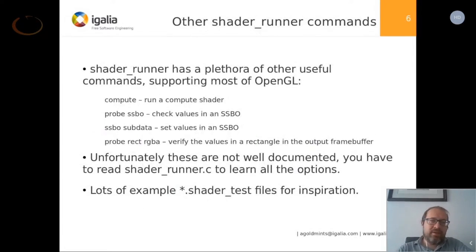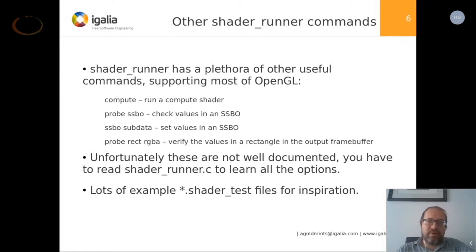There are many other commands. Just as some examples, there's a compute command, so you can run a compute shader. It supports various types of buffer objects, SSBOs. You can create SSBOs. You can set data in SSBOs. You can probe them after you've run your shader to make sure the right things have been written. There are various different things that you can do with probe. You can probe sub-rectangles of the frame buffer to make sure that those are right and do more complicated probes.